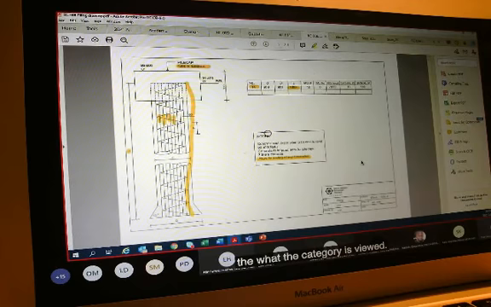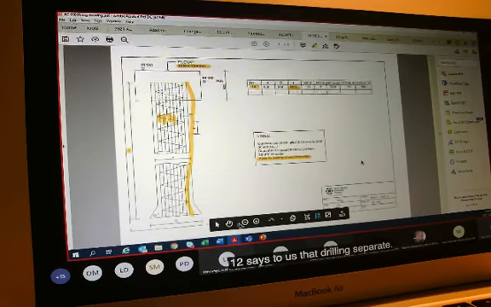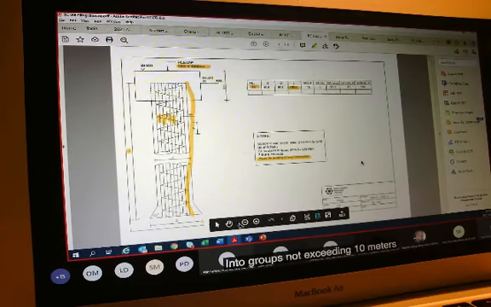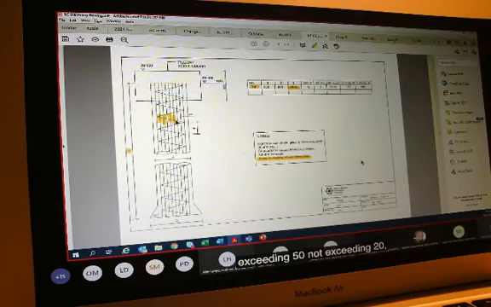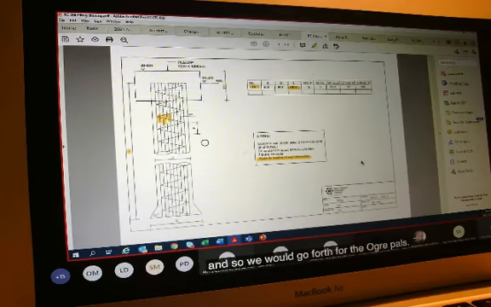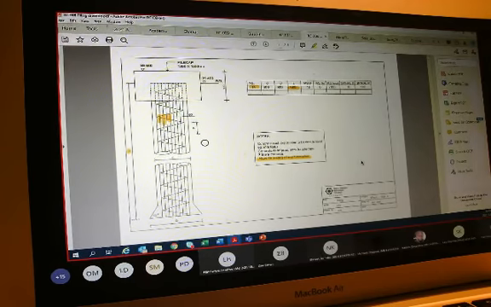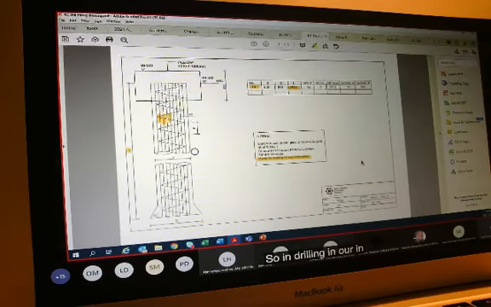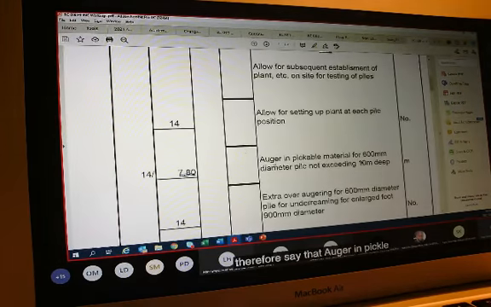And we measure these by indicating the diameter of the piles and also what the category is. We would drill them, as it says on page 22. Clause 12 says that auger piles drilling would be measured separately in groups not exceeding 10 meters deep and thereafter in successive depths of 5 meters. So it will be not exceeding 10, exceeding 10 not exceeding 15, exceeding 15 not exceeding 20, and so we would go forth for the augered piles.